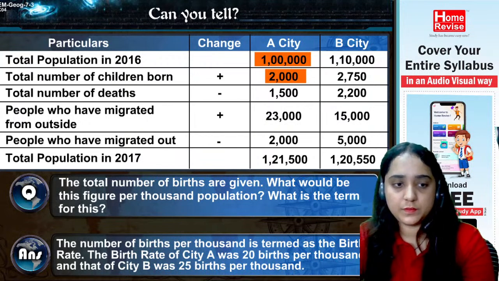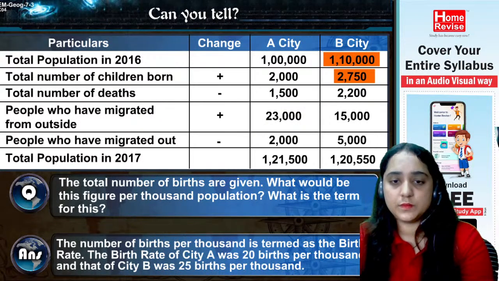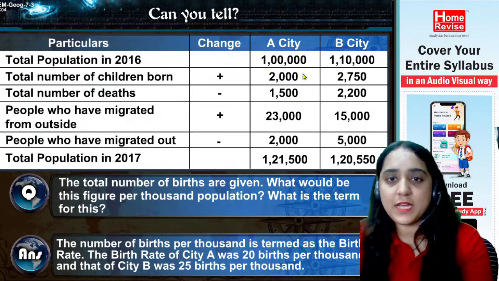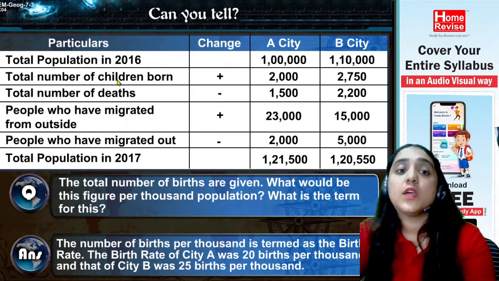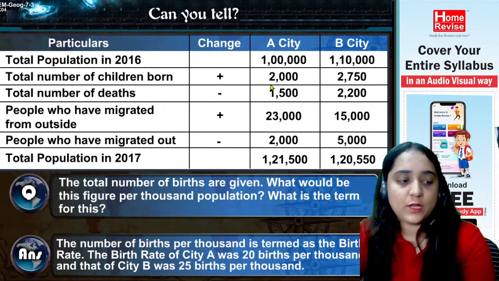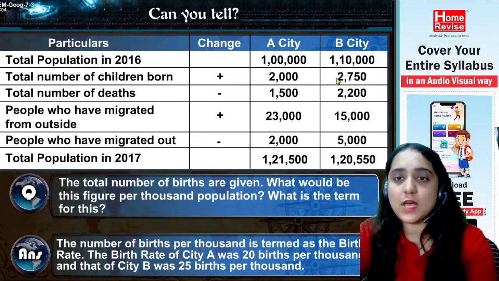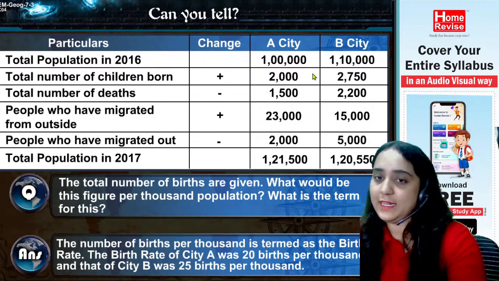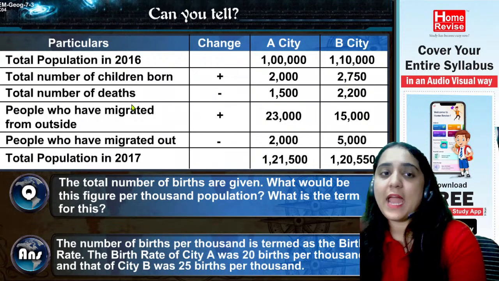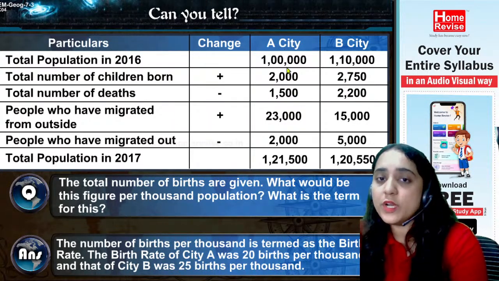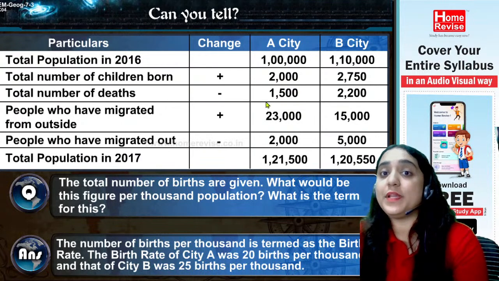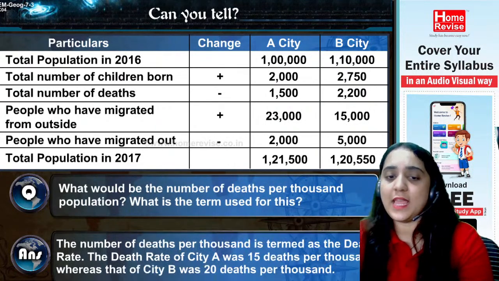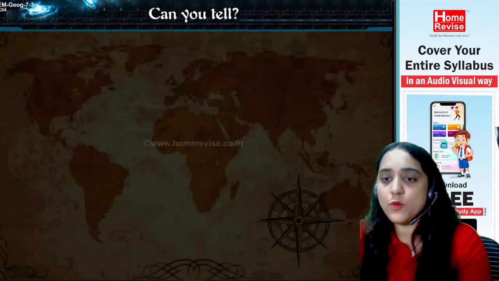Births per thousand, and that of city B was 25 births per thousand. So at the same time, you can see the total number of children born. In A city it was 2,000 and in the B city it was 2,750. So can you tell me in which city the birth was more? Definitely in city B. And if I talk about death, can you tell me which city faced the maximum number of deaths? Yes, the city B. So this is how the population varies. Okay, sure. Now let's move on to the next one.